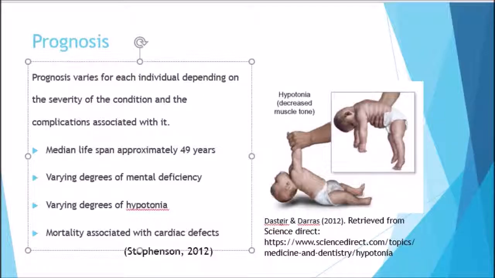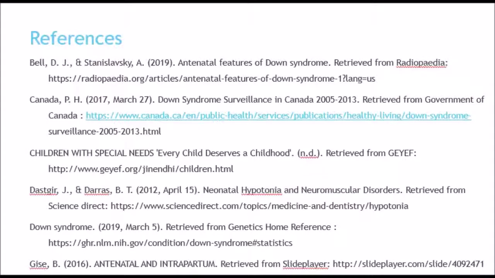Typically, the median lifespan associated with Down syndrome is approximately 49 years. Other individuals are going to have varying degrees of mental deficiency and hypotonia, but mortality is associated with individuals with cardiac defects. So that brings us to the end of the presentation.